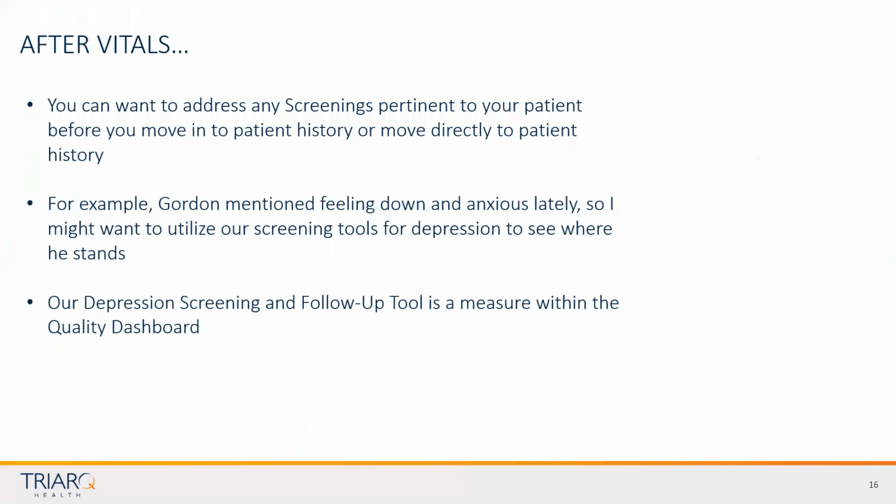After we've entered in patient vitals, you have a couple different options here. Some of us might just go ahead and start entering in patient history, but others might want to see if the patient has any screenings that would be pertinent specifically to them. So say, for example, when I was registering Gordon or making his appointment, he said he had been feeling down and anxious lately. So that tells me I might want to utilize one of our screening tools that we have built in our system, and I'll show you how to access that.